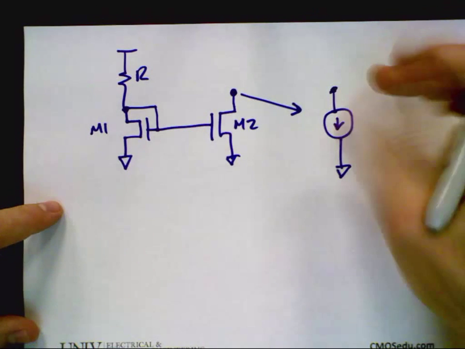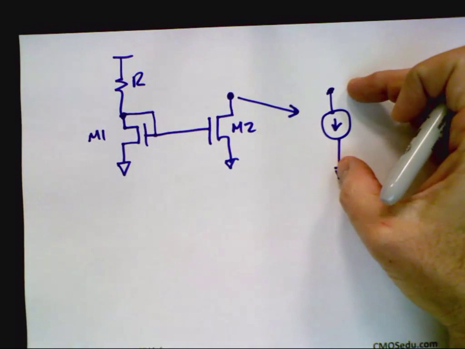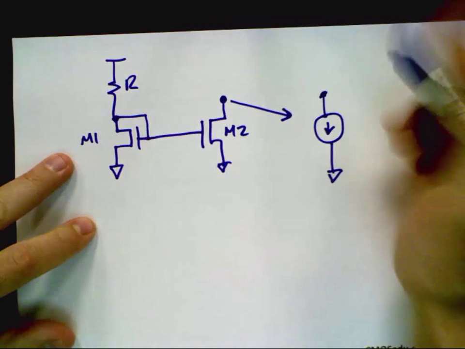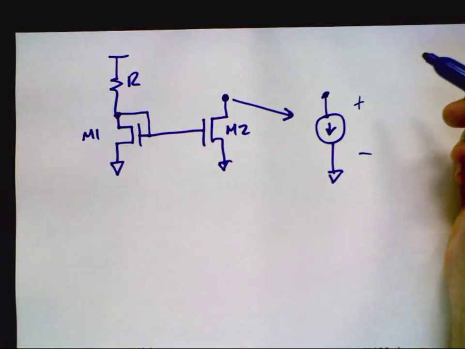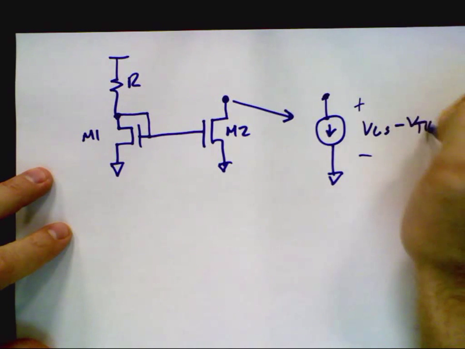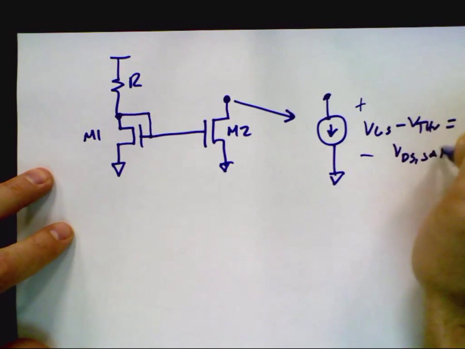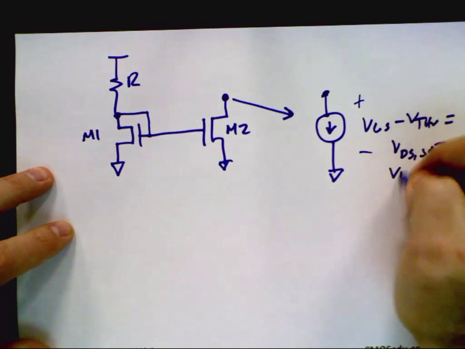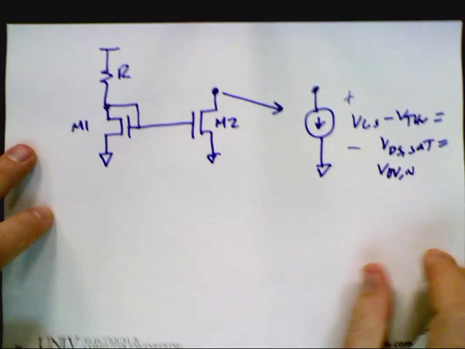What do I know about this current source, though? Let's name two things. One is the minimum voltage I can have across it. What's the minimum voltage I can have across here? VDS sat, VGS minus V threshold. And I'm going to write this out because it's confusing. That's VDS sat, or it could be V overdrive. Any questions?